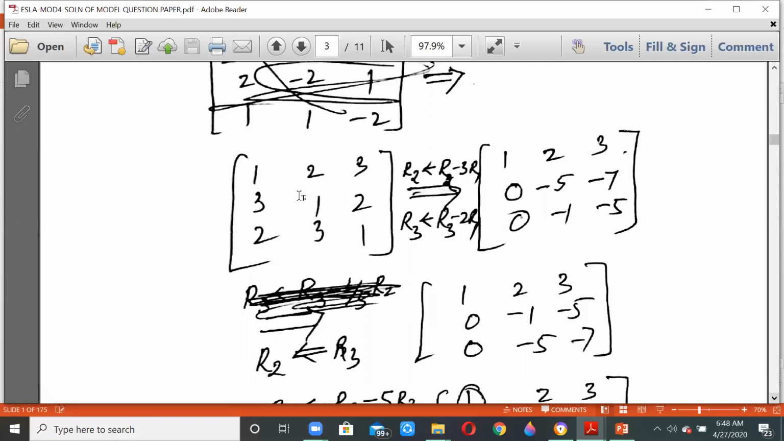Then naturally you'll get this as 1 minus 3 into 2, that is minus 5, and 2 minus 3 into 3, that is minus 7. Similarly, this should be made 0. For that, R3 should be replaced by R3 minus 2R1. So 2 minus 2 into 1 is 0, 3 minus 2 into 2 is minus 1, and 1 minus 2 into 3 is minus 5. Then you can exchange R2 and R3. Then you will get like this.